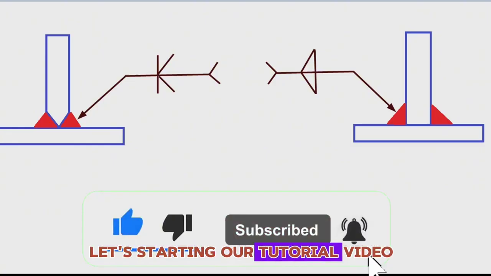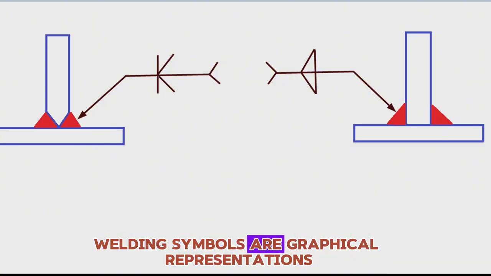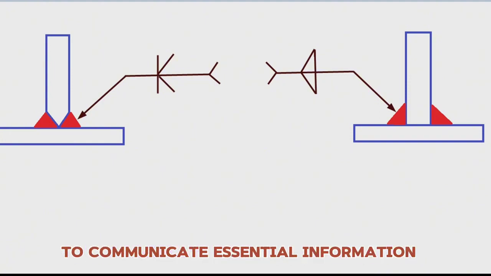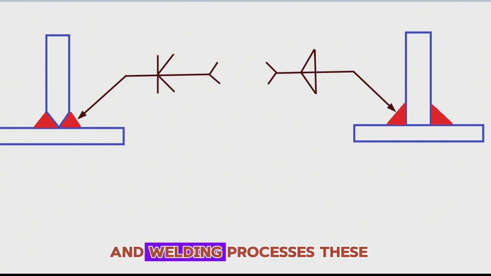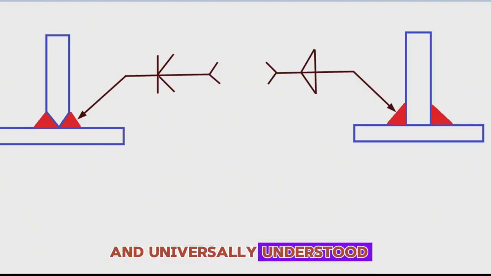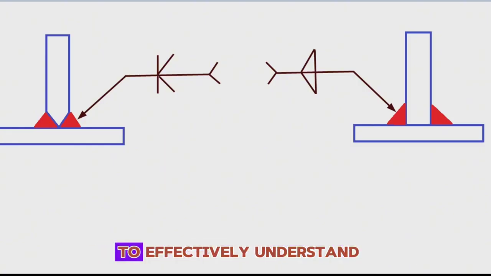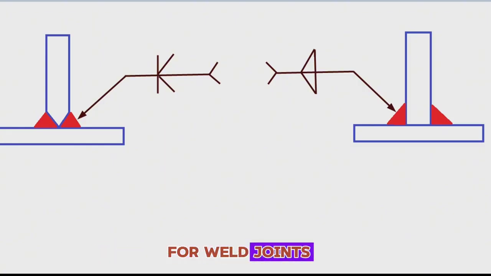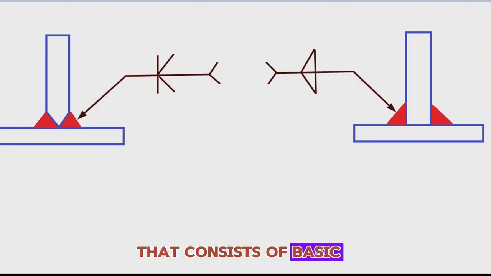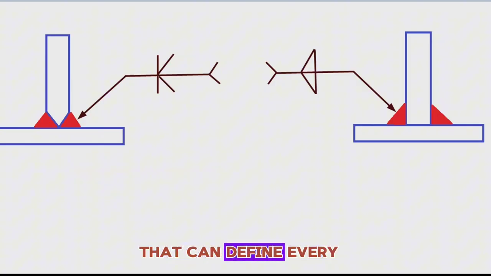Let's start our tutorial video. Welding symbols are graphical representations used in engineering and manufacturing to communicate essential information about welds and welding processes. These symbols are standardized and universally understood, allowing engineers, designers, and welders from different locations to effectively understand weld joints. A welding symbol can be a pretty complex drawing that consists of basic weld symbols and supplementary symbols, numbers, and letters that can define every single aspect of a specified weld.